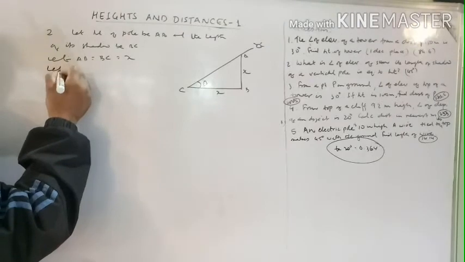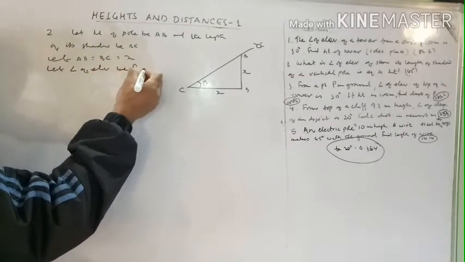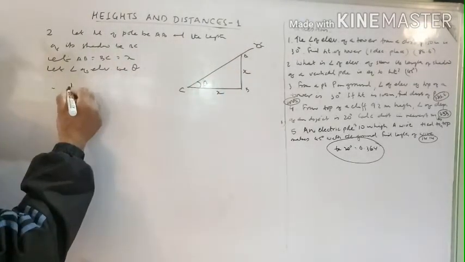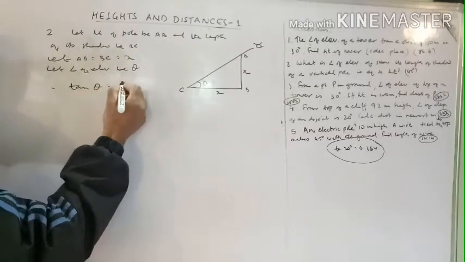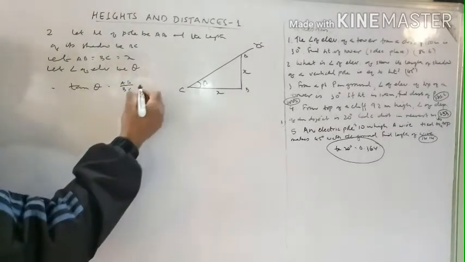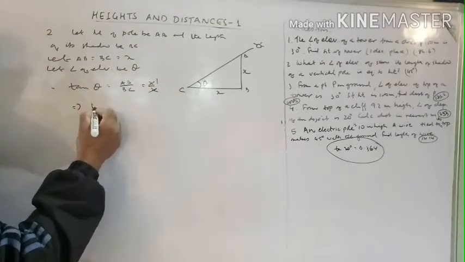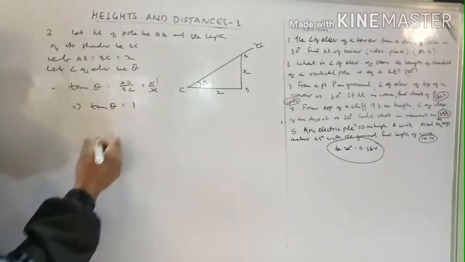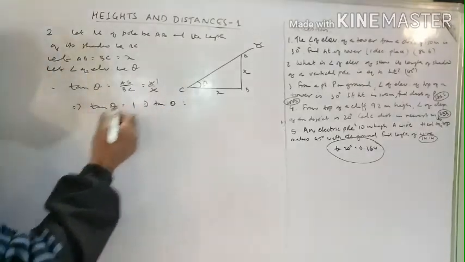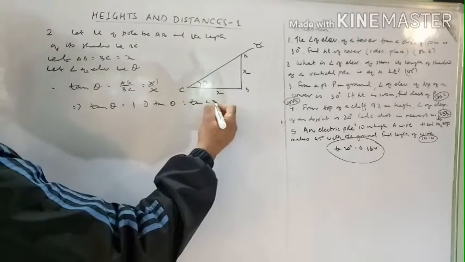Okay, so let the angle of elevation be theta. Therefore once again P and B, so you take tan theta equal to AB by BC, equal to x by x, that is 1. So this implies tan theta equal to 1. Now to find theta, if it's tan, you must write in terms of tan only. Tan of what angle is 1? You know tan 45 degree is 1.